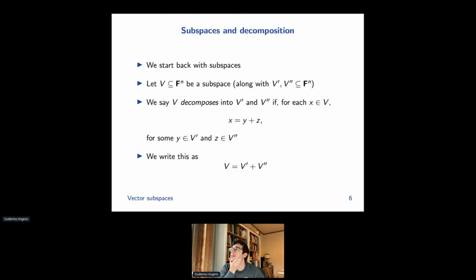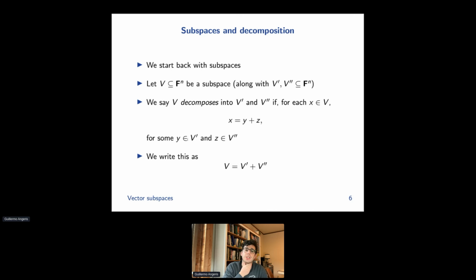Okay, so let's start again with the subspace. So if you recall, a subspace, we're going to call it V here, is simply a set. And that set has the following property. If you take any two vectors from that set and you add them together, they are also in the set. And if you take any vector from the set, so from a subspace, and you scale it by any number, then that is also in the set itself.